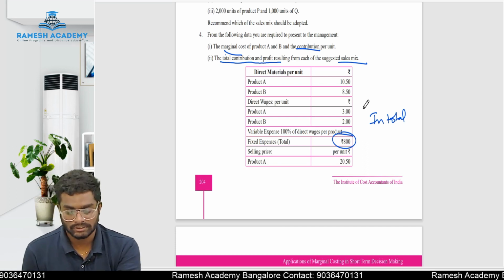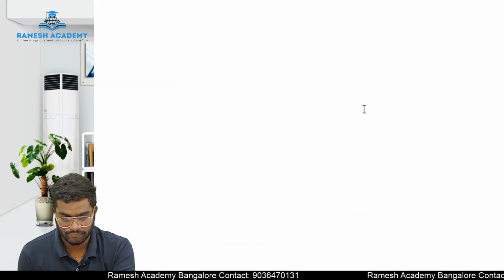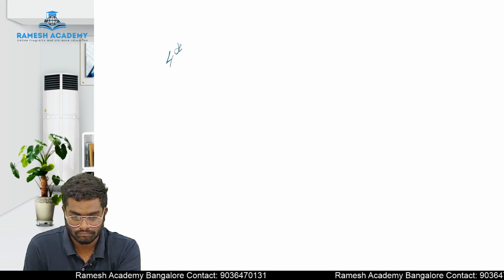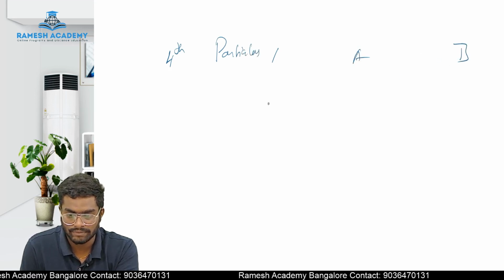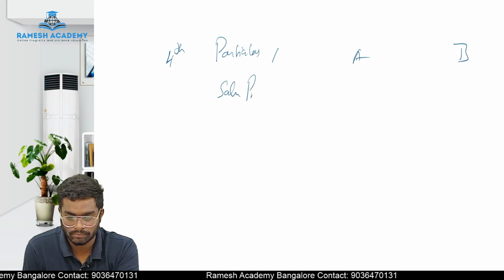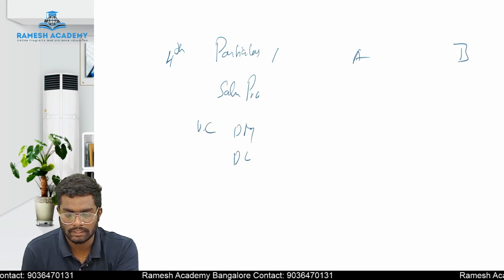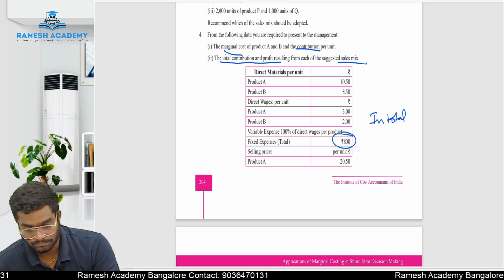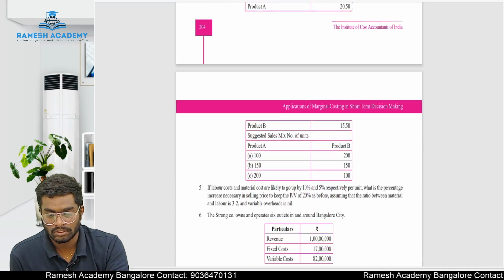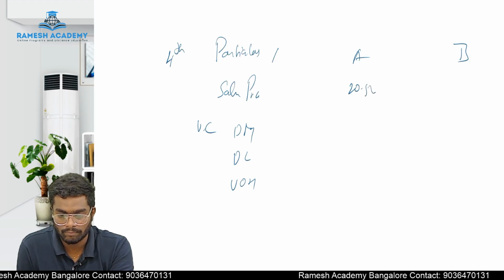So can we start doing this? Yes. Question number 4. First we'll find out the contribution. So particulars A and B. Sales price, then the VC. We have direct material, direct labor, variable overhead. What is the sale price? 20.5 and 15.5.